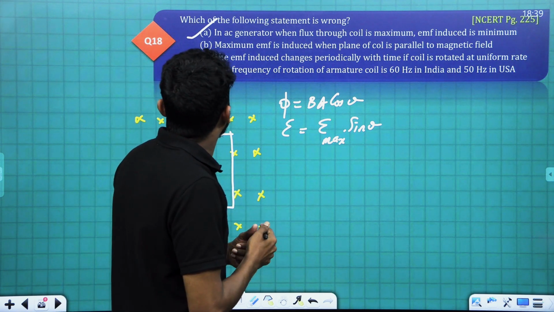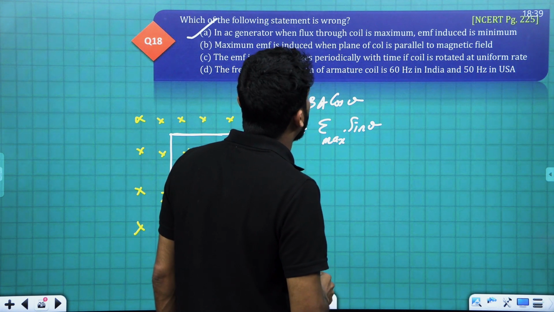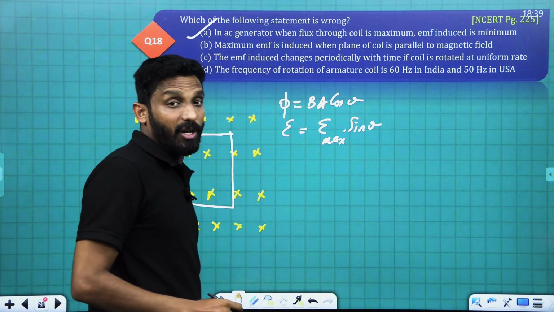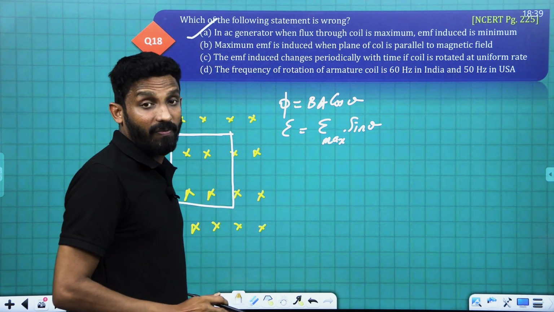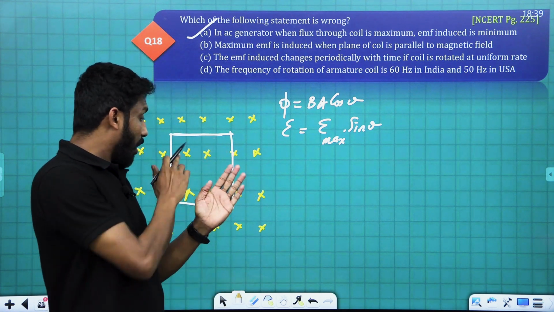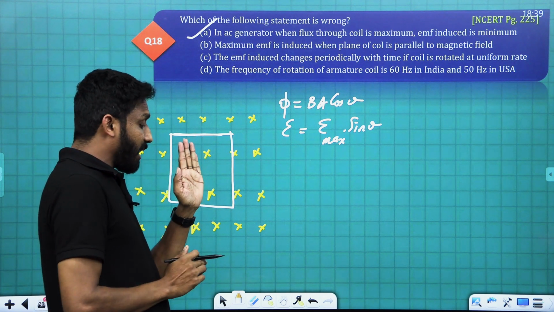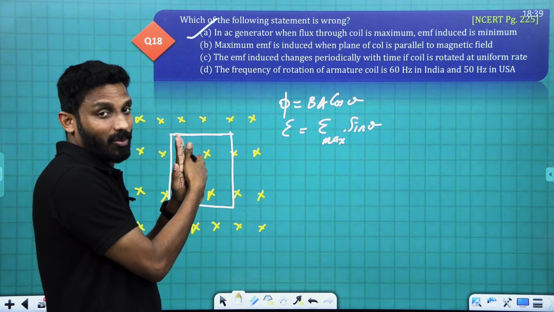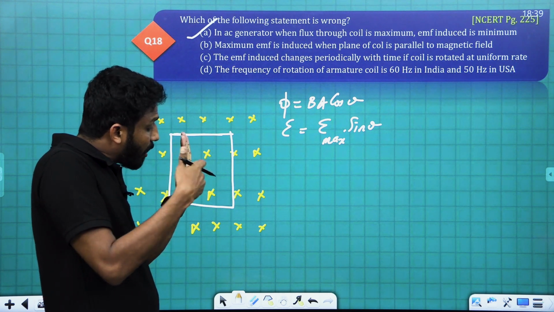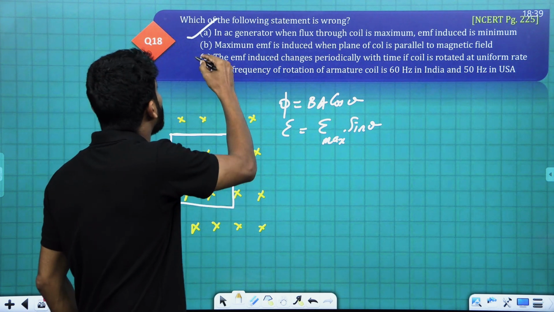Now, maximum EMF is induced when plane of coil is parallel to magnetic field. See, now the EMF induced is minimum. When it turns by 90 degree, now the plane of the coil is parallel to the field lines. Now the EMF is maximum. So this statement is true.